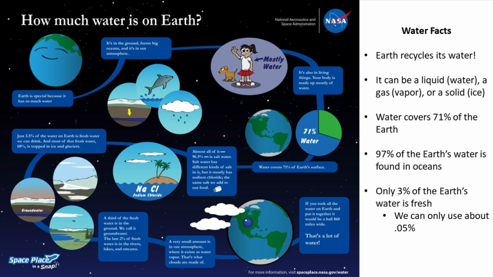Water can be found as a liquid, a gas, or a solid, and it covers almost 3/4 of the Earth. Now, of the water on Earth, about 97% is salt water found in oceans and seas that are salty. Only 3% is fresh water, but of that, we're only able to use about 0.5% because the rest is locked away in glaciers or deep in aquifers we can't reach. So out of all the water we have available, we have very little drinking water.